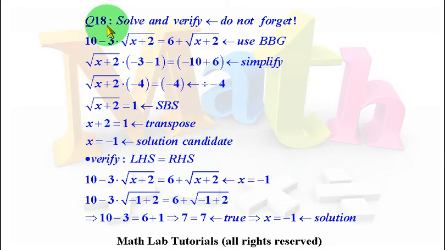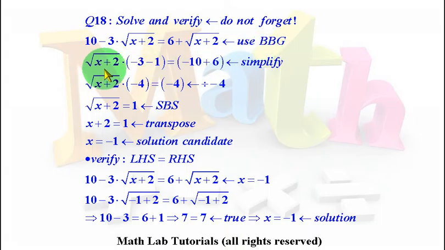Question 18, solve and verify. Again, do not forget the verification. On the left, we get 10 minus 3 root x plus 2. On the right, we get 6 plus root x plus 2. The idea is to make sure that all the radicals are on the left and the non-radical terms are on the right. And we're going to use a little bit of backward bin gathering to do that.